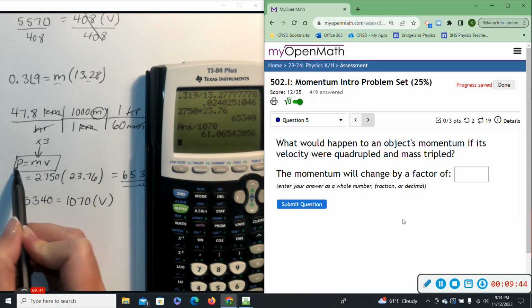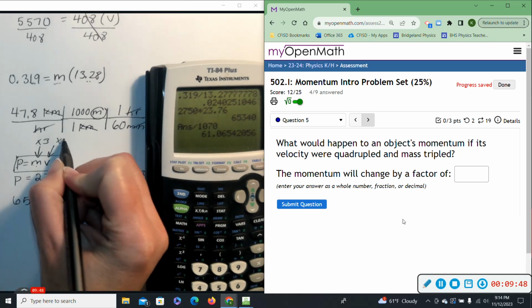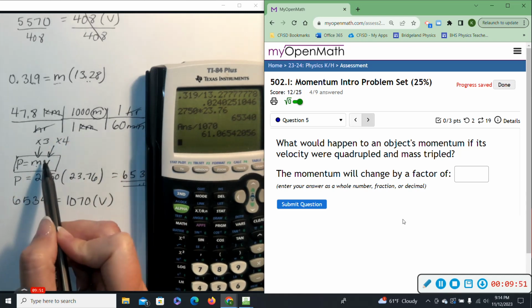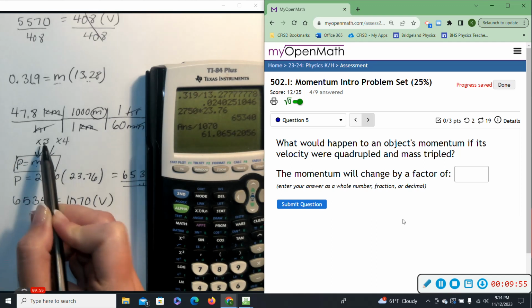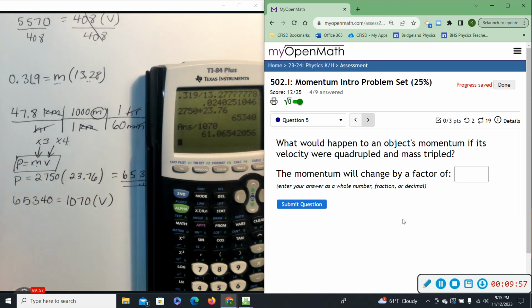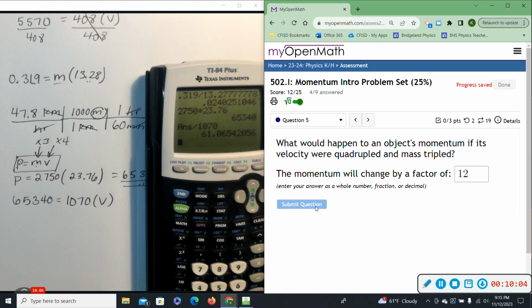However, it's not just changing mass here, it is also changing velocity. And it says the velocity is quadrupled. And so if you do both of these things, it's not just 3 times, it's not just 4 times, it's 3 times 4 times, which means 12 times as much, because each of those factors has a directly proportional relationship with the momentum.